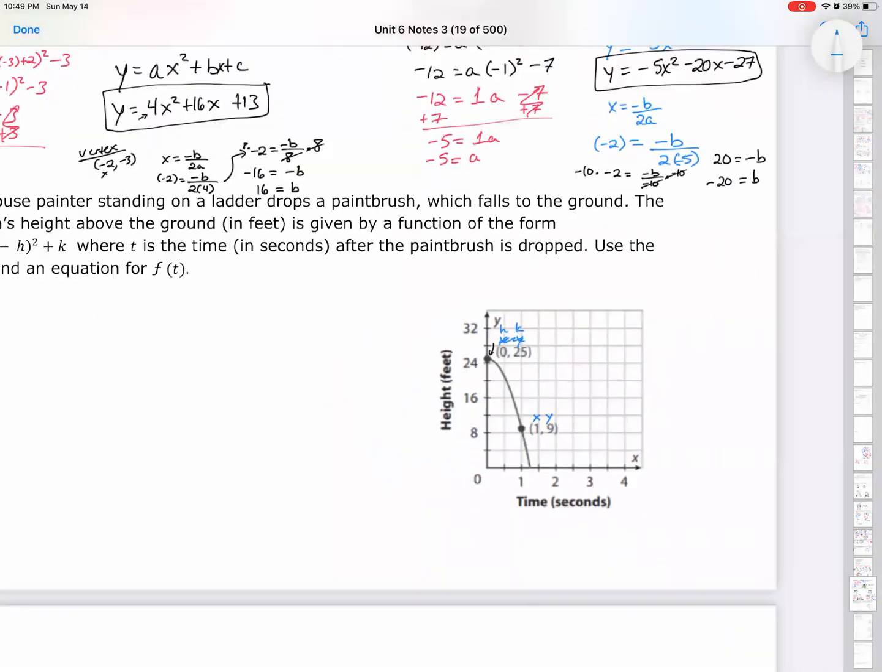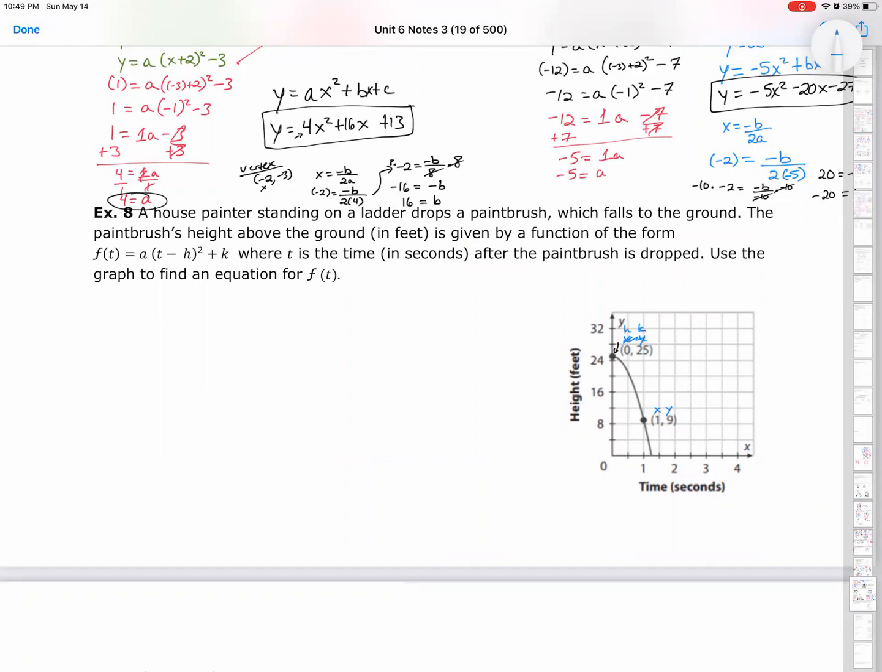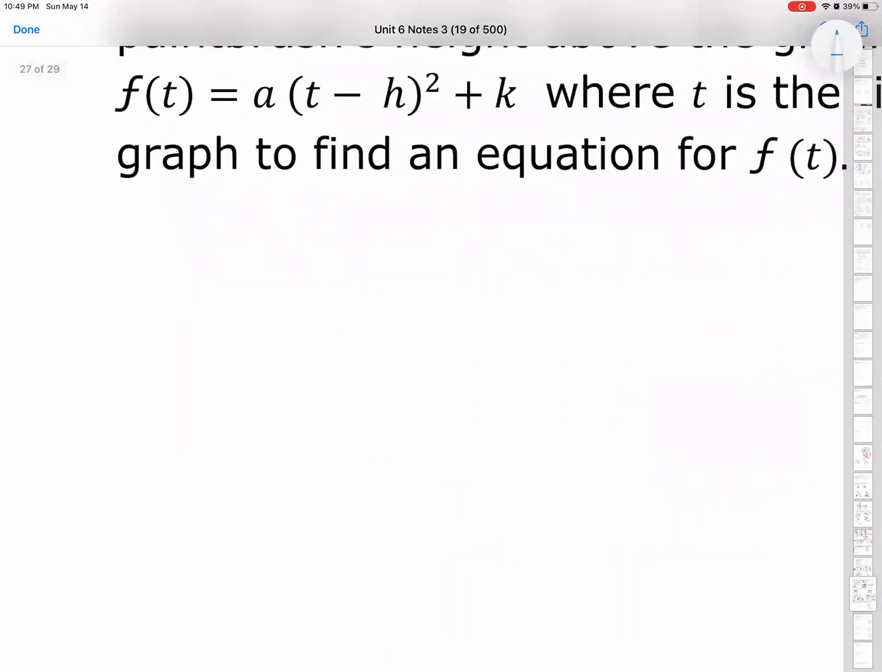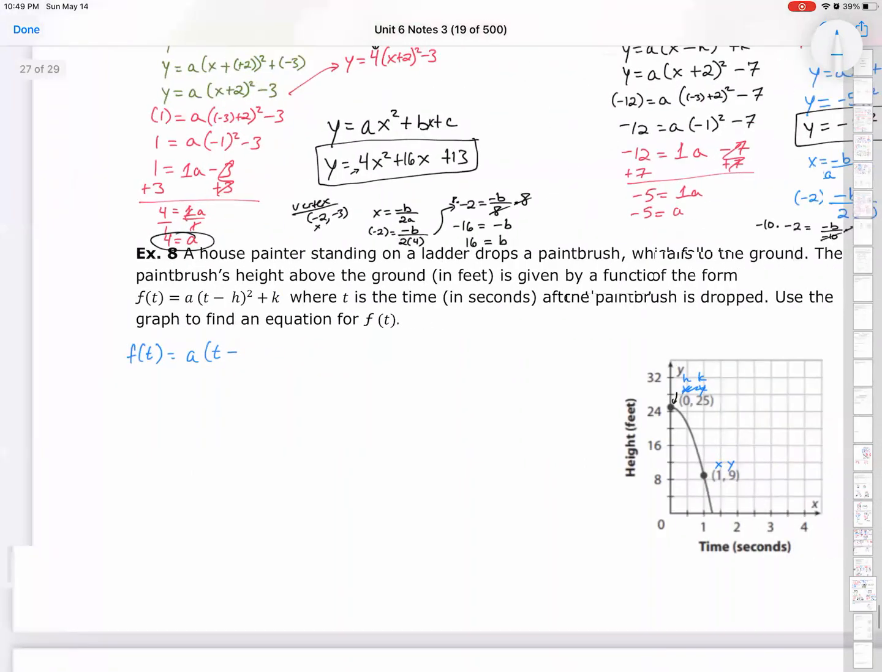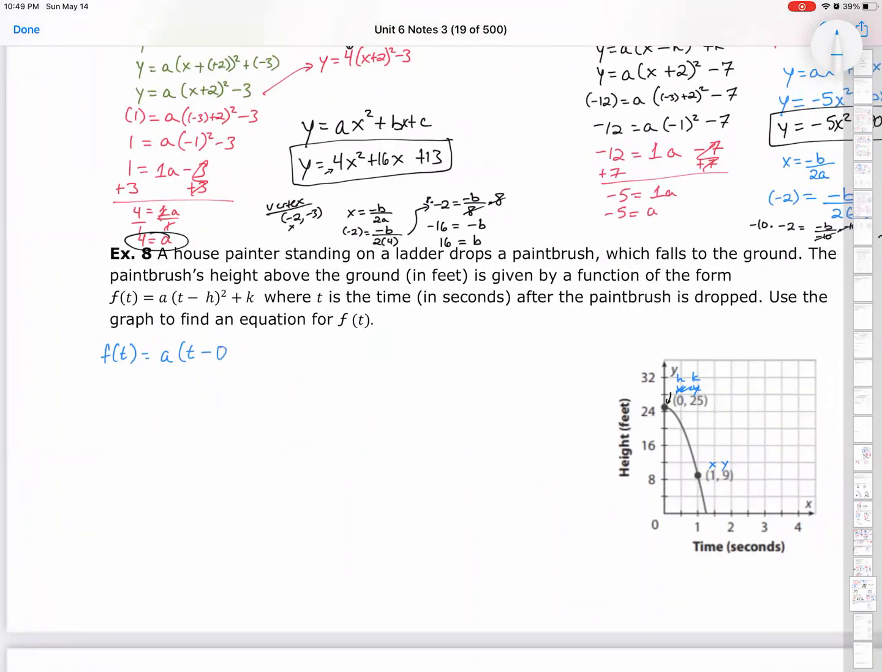All right. So now we have f of t equals some a. And right now we're just going to dump in the h and the k. So we have t minus, our h here is 0, squared. And then our k value, we take that just as it is. So positive 25.